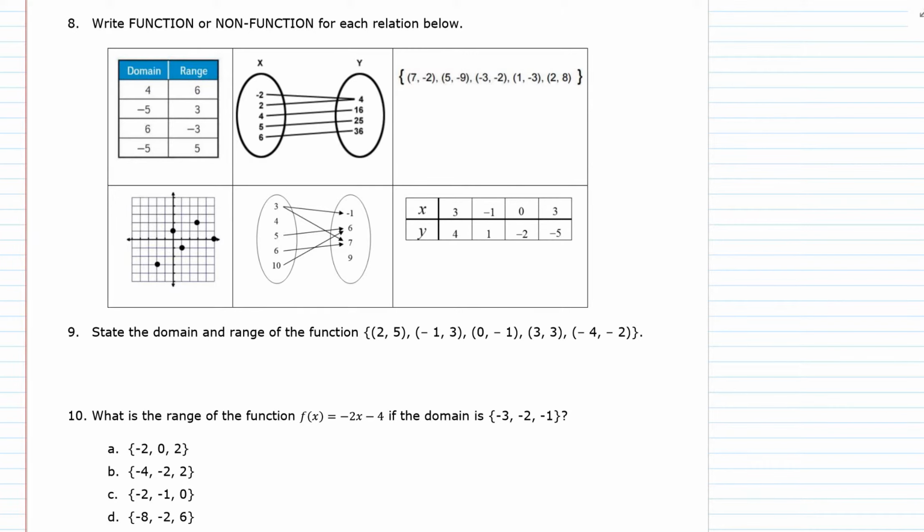Number 8 is asking us for function identification again. Is it a function or not? We've talked about how in a table, if the x's repeat, it is not a function, so that one is no. In a graph, we're looking for a vertical line test. If it ever hits any of the dots more than once, this one does not. It only hits once, so that is yes.